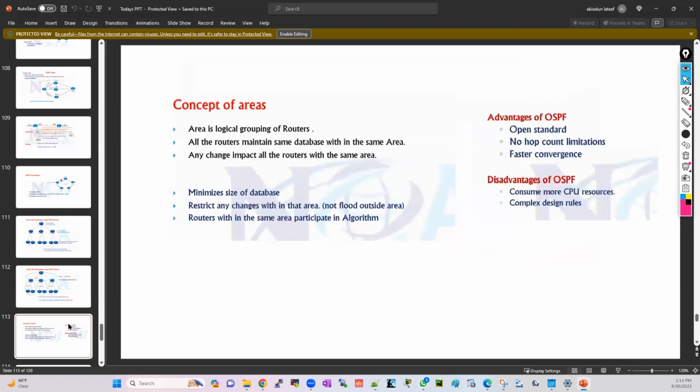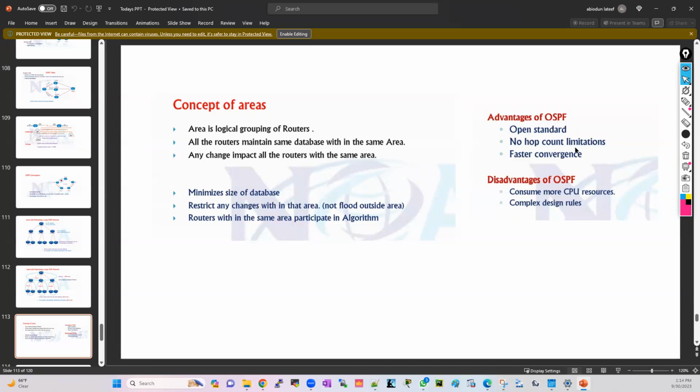Okay, let's go to this next one. You see, concept of areas. Area is a logical grouping of routers. All routers maintain the same database within the same area. Any change impacts all routers within the same area. So it minimizes the size of this.